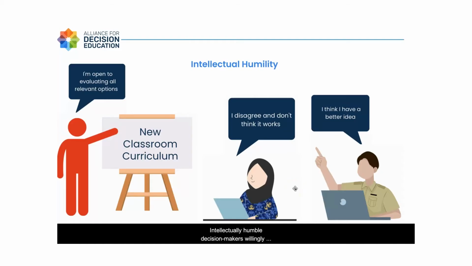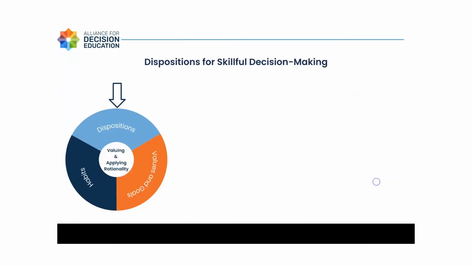Intellectually humble decision makers willingly entertain the possibility that they might be wrong, and they're open to learning from the experiences of others. Intellectual humility is about asking, what am I missing here? Being intellectually humble doesn't mean that your thinking is necessarily wrong, but in the cases when it is wrong, it's about being able to admit it.